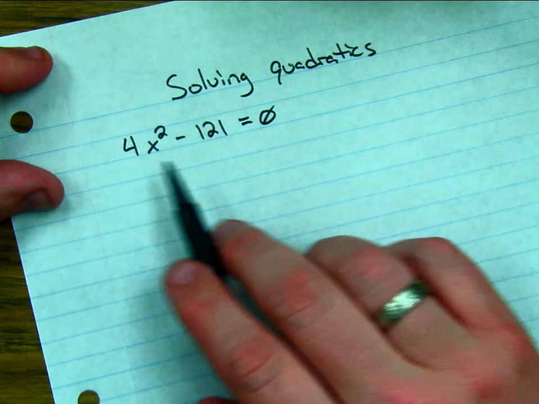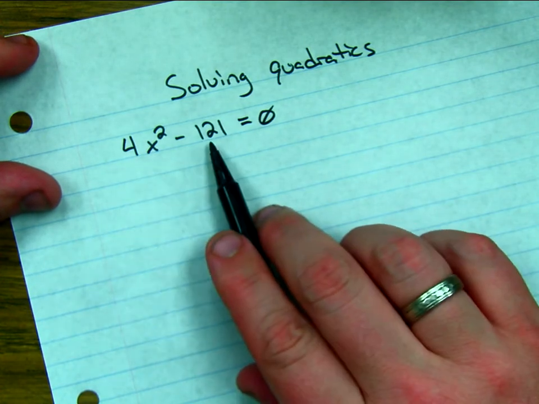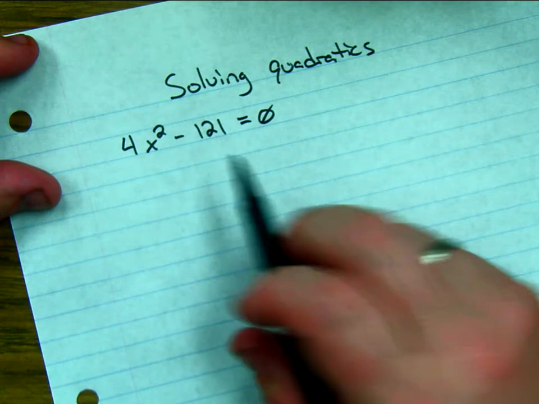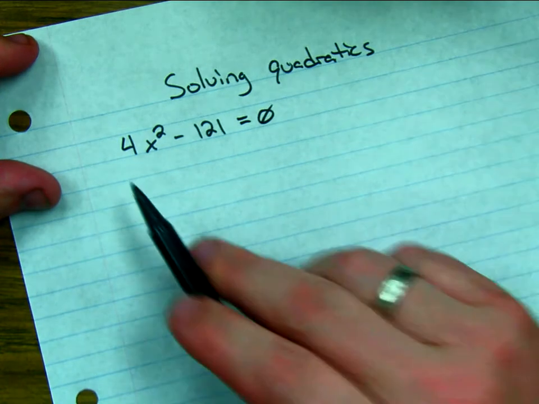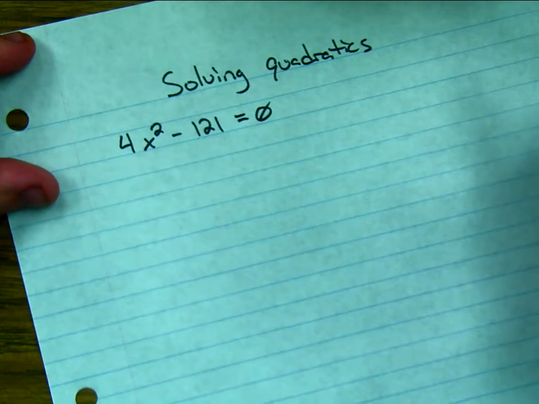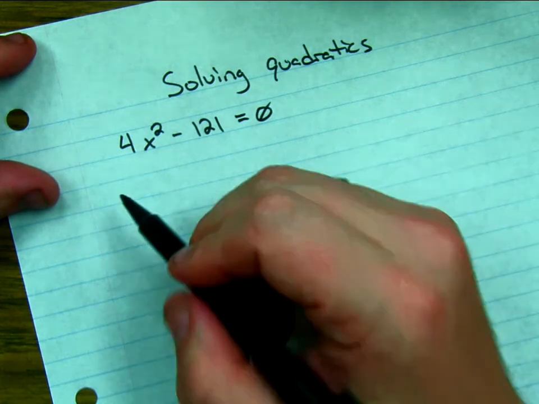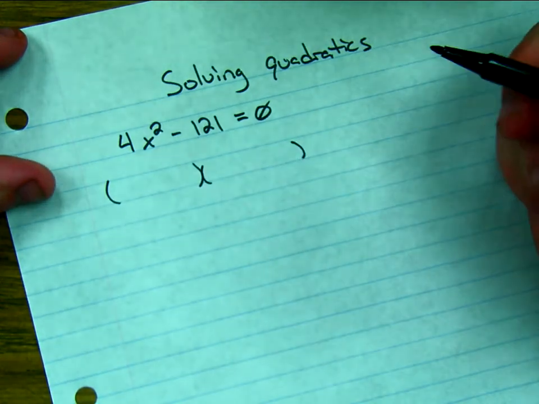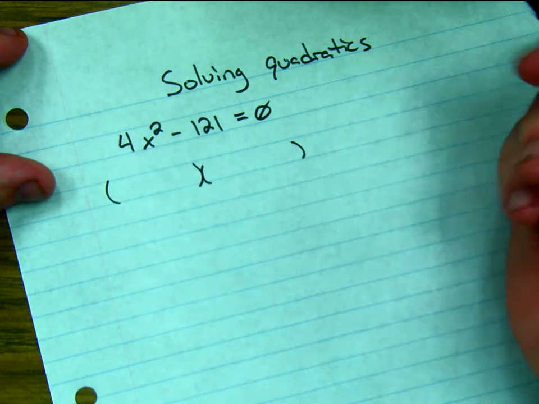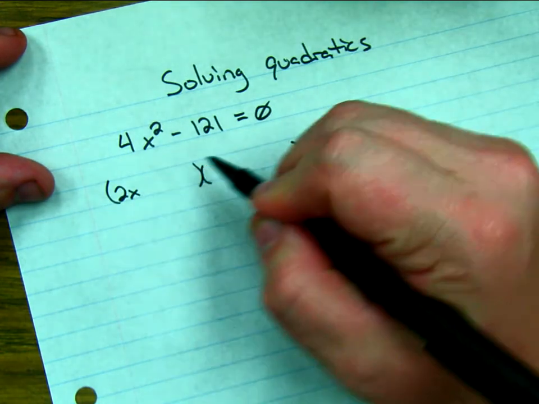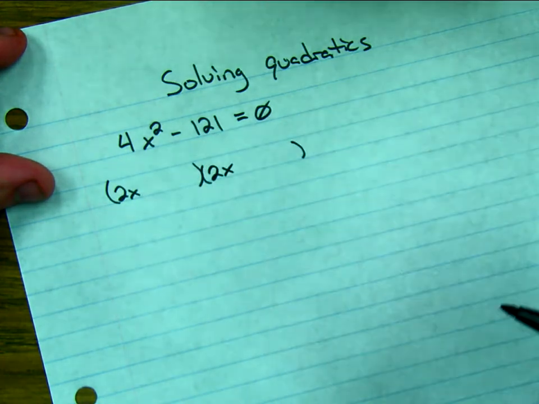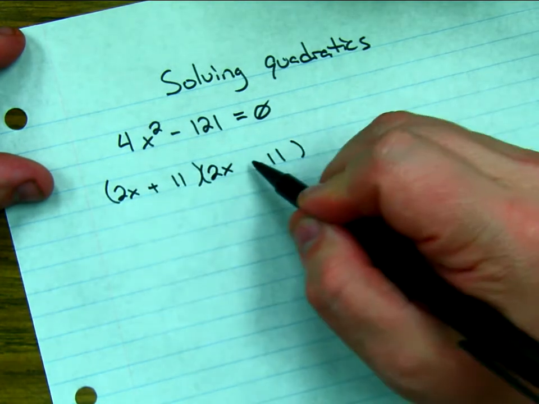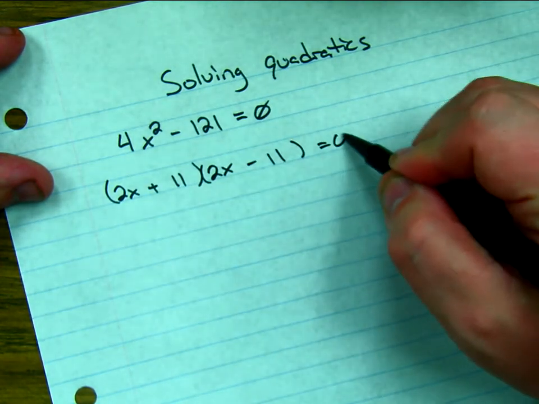So looking at this one, I can't factor out a 4 because 4 doesn't go into both terms, but the number 121 should set off a little alarm in your head, as well as the number 4. If you look, both of those terms are perfect squares. If you recall, you can easily factor the difference of two squares. The square root of 4x squared is 2x. The square root of 121 is 11. And then you just go plus, minus. Still set equal to 0.